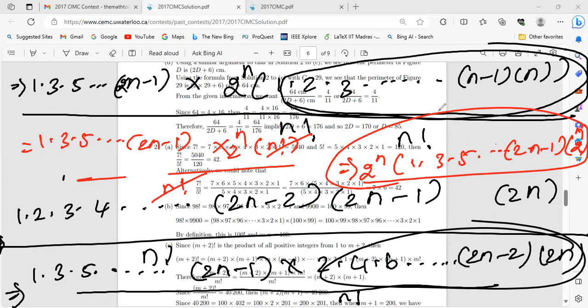Is it clear? Is it clear, Shana? Yeah. We just cancel the, once you divide by 2, you can cancel everything out. Yeah. Shall I erase them? Yeah.